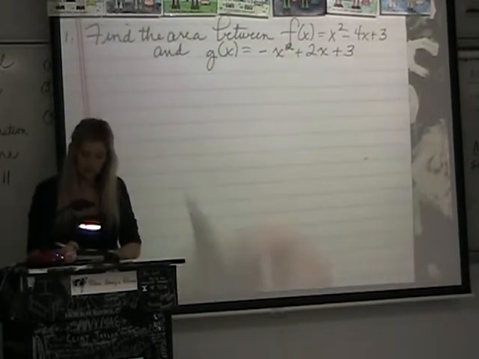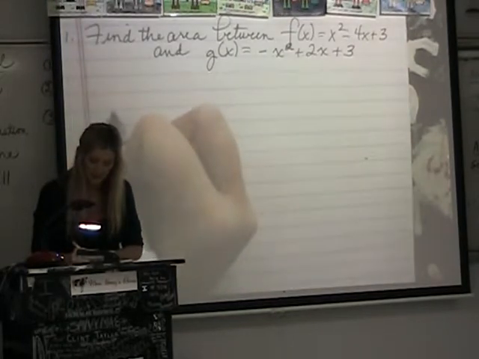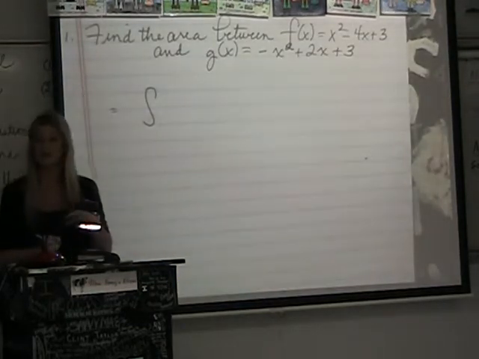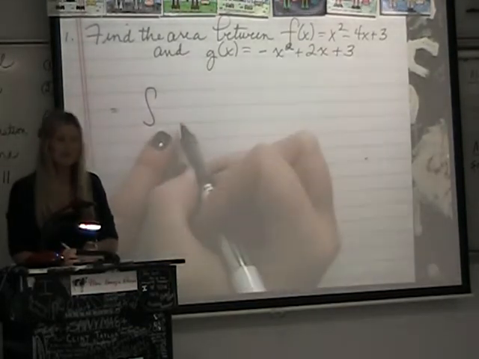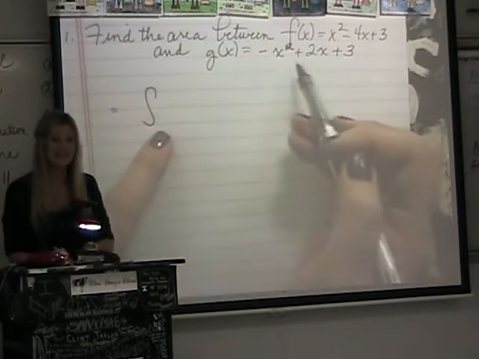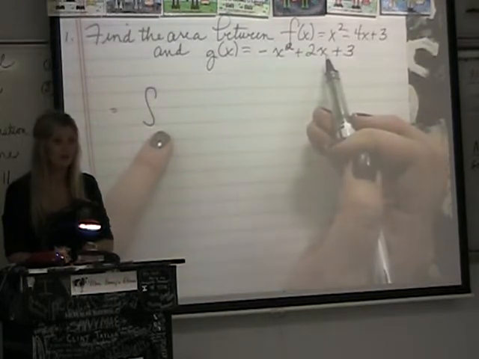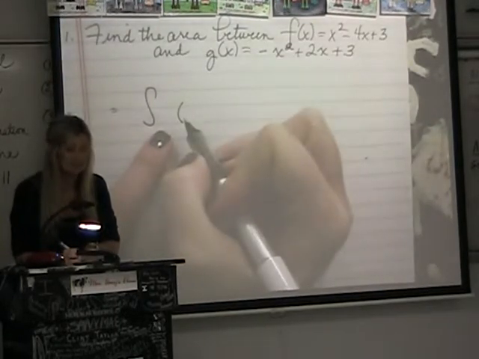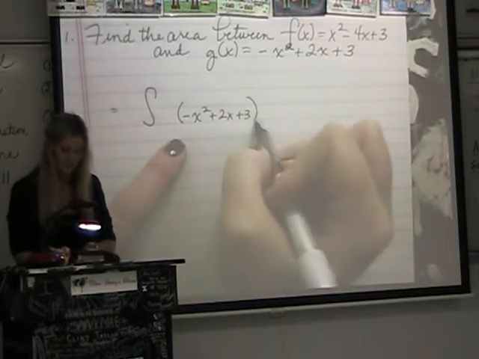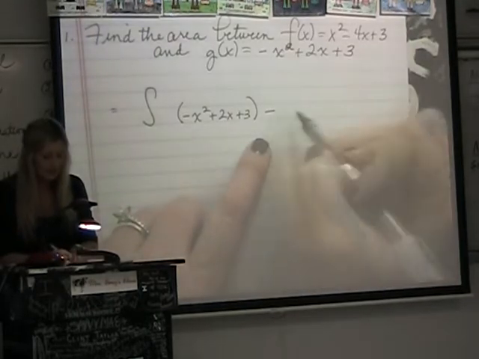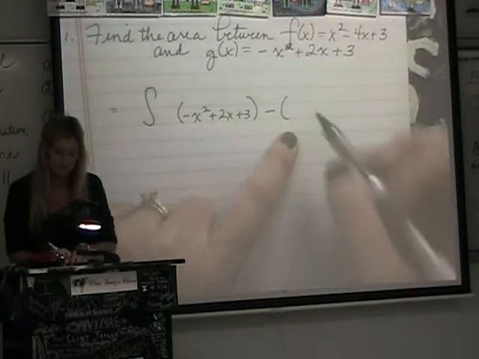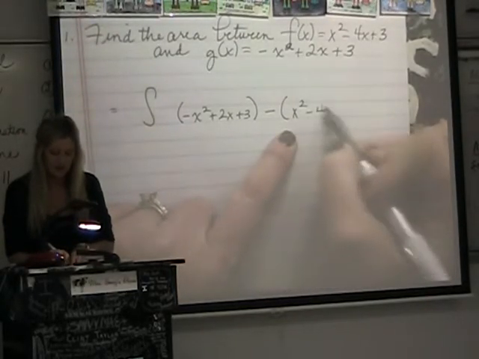So I'm going to start off by setting it up to be the integral. I haven't found my intersection values yet. We'll go back and do that here in just a minute. We said our f of x function is going to be our top equation, which in this case was g of x, wasn't it? So we're going to write inside parentheses negative x squared plus 2x plus 3. And then we're going to subtract off the bottom equation, which in our example happened to be f of x, x squared minus 4x plus 3.